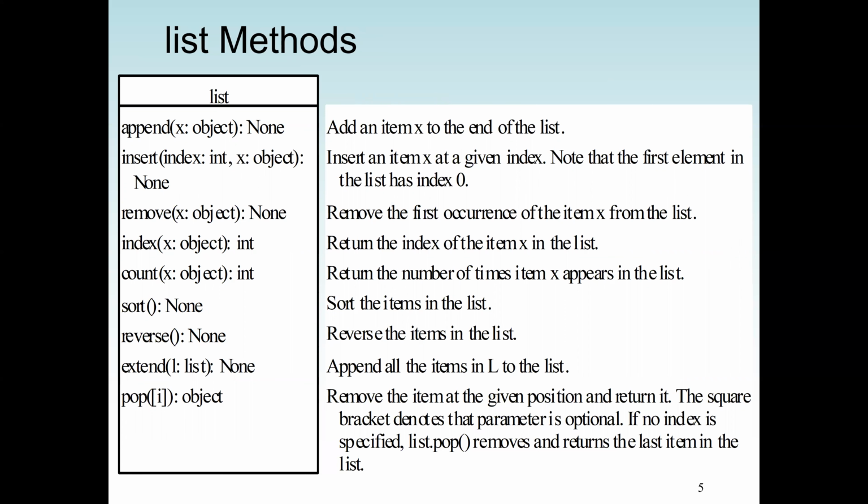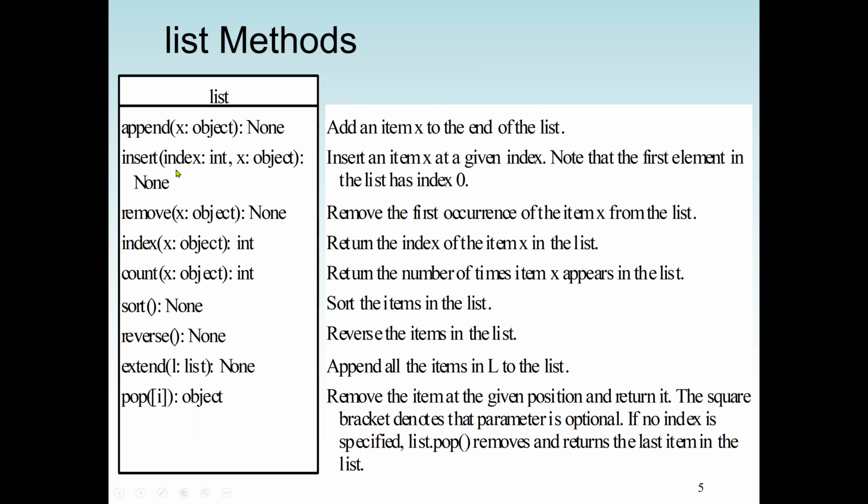Append means we are going to add an item at the end of the list. So add an item X to the end of the list. None here means it doesn't expect a returning value.